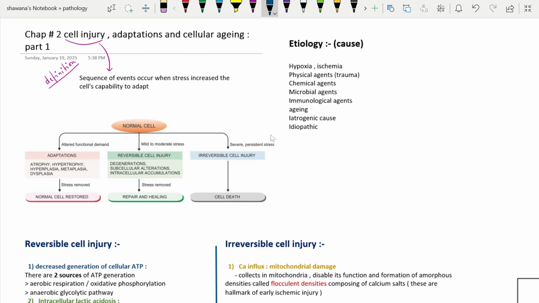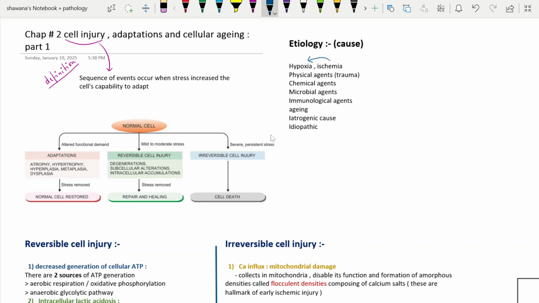Okay, the etiology or the causes of cell injury. The most common cause is hypoxia, which is the deficient supply of oxygen, and it is the result of ischemia. Ischemia is the deficient supply of blood to an organ, and it results in hypoxia because if the blood is not supplying properly, neither is the oxygen.